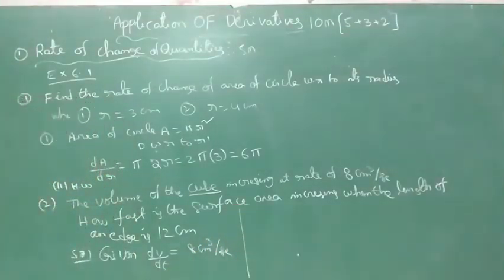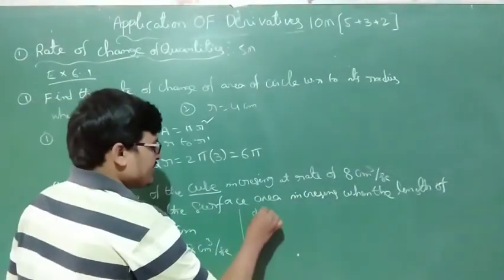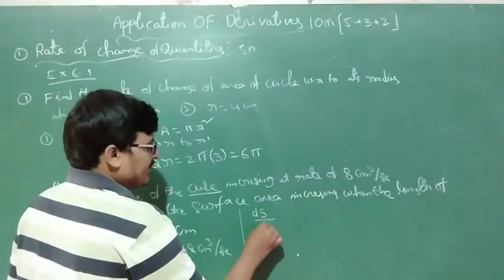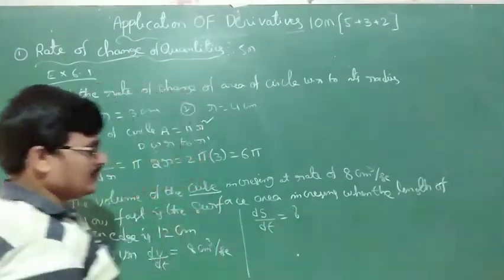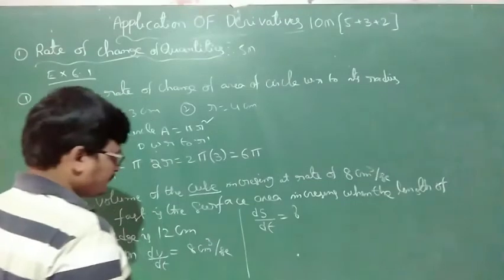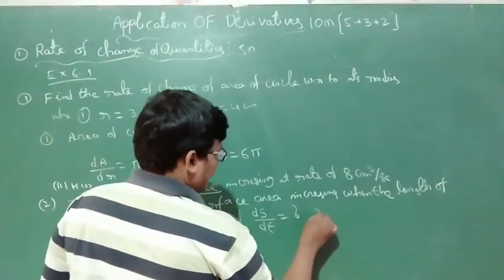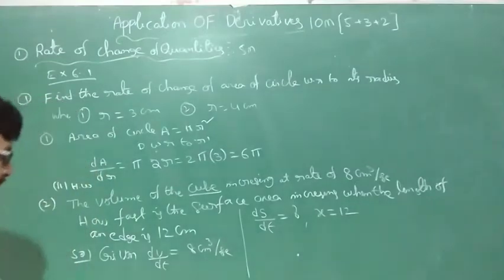Next, what we have to find out? How fast is the surface area increasing? The surface area is denoted by S. dS by dt is question mark, when the length of an edge is x equal to 12. Okay, next, what is the surface area?